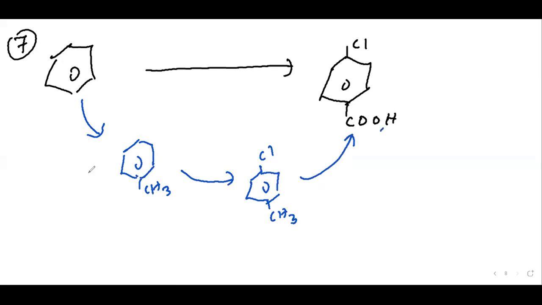Or else there's one more alternative method. If you want, you can try with chlorine first. I'll show that path also. You can add chlorine first, because chlorine is also an ortho-para director. Then this chlorobenzene you react with CH3Cl, AlCl3 to get CH3 here.